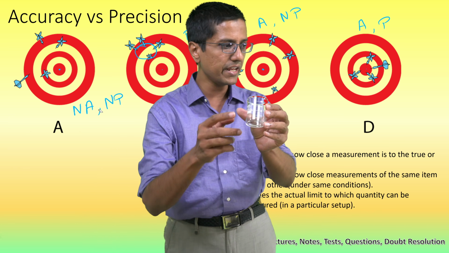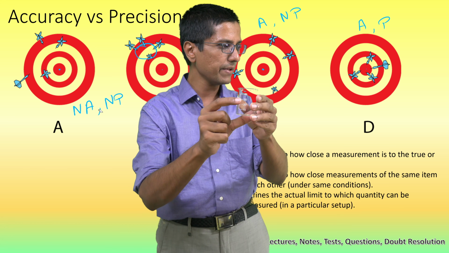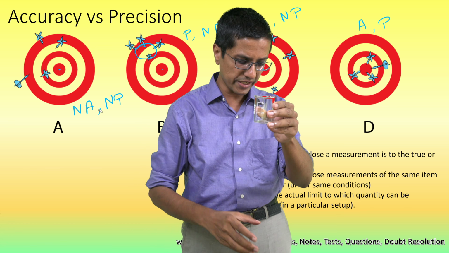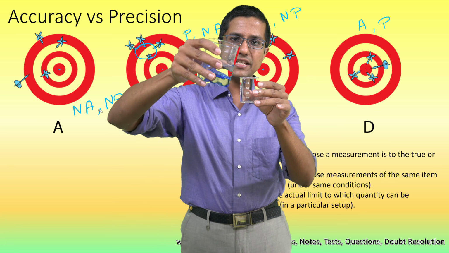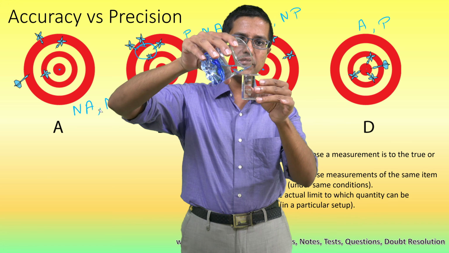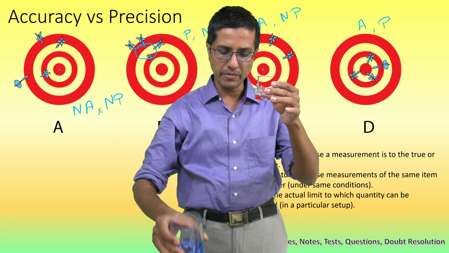Here are the gradations in this flask. You can see these gradations. It's not important that you read this, but the idea is that the process of measurement is I just pour water from this glass into this jar and I do the measurement.